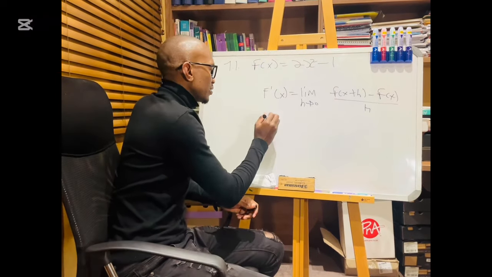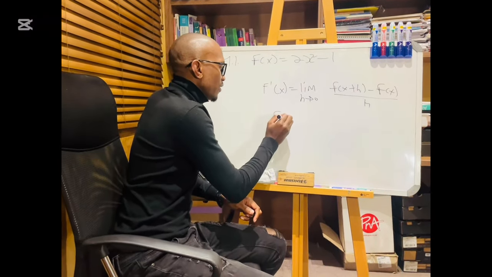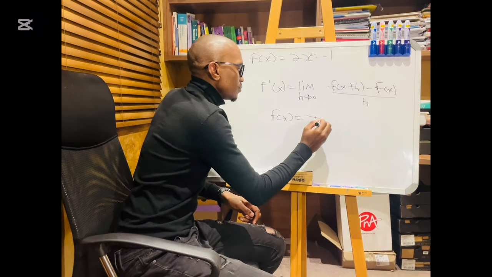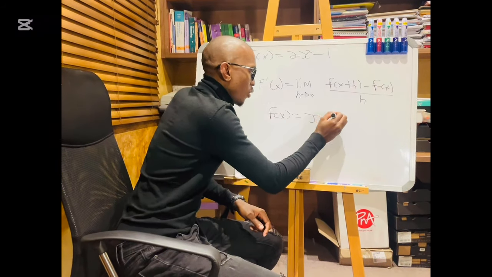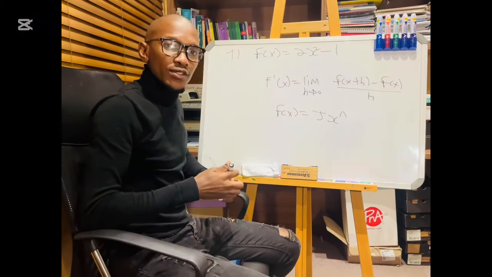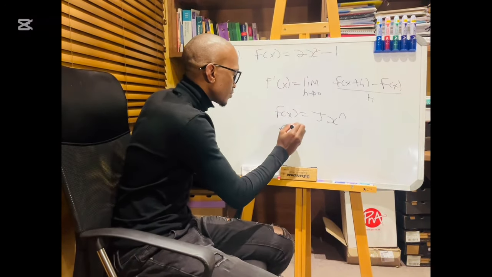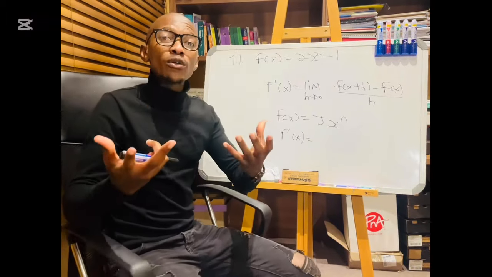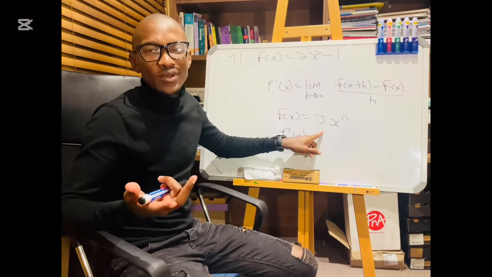Power rule works like this. If you have f of x is given by j x to the power n, right? So they say to you, find the derivative of this function. It's going to be f prime of x equals to, now this is how power rule works. J stands for James, by the way.